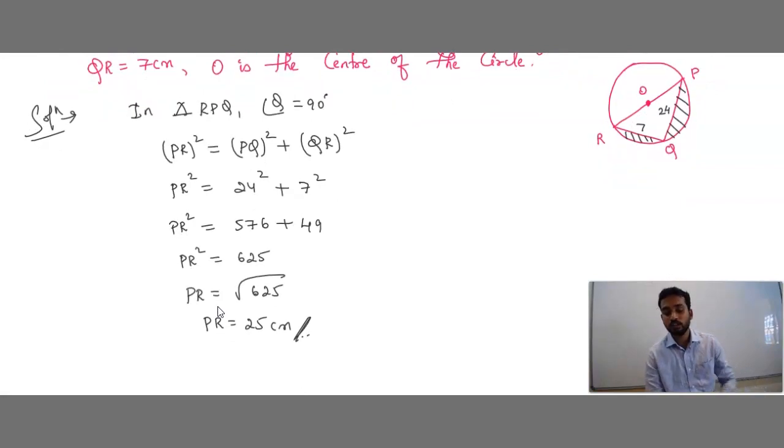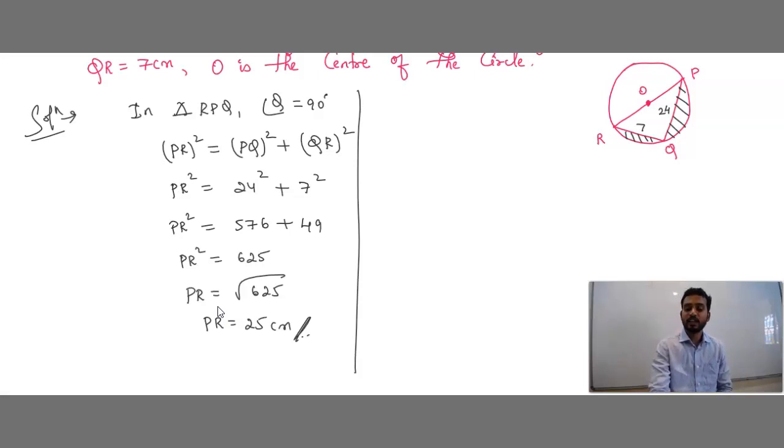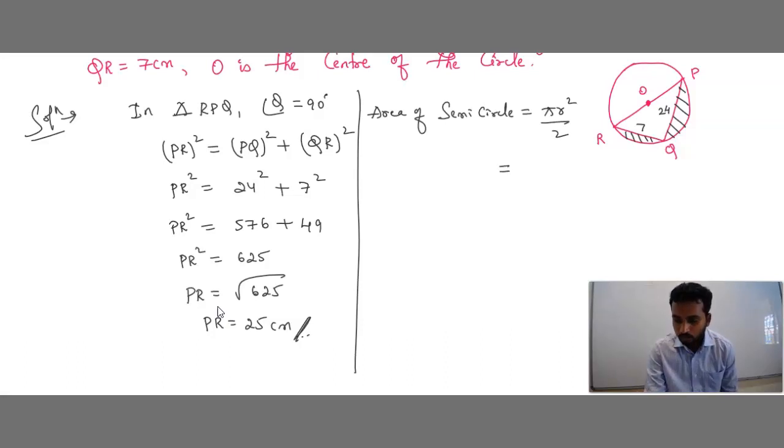Now see here, let me solve the next step. You can solve after this also. Here I have space, that's the reason. Now first let me take the area of the semicircle. What is the area of a circle? Pi r square. Semicircle is half of that, that is pi r square by 2.